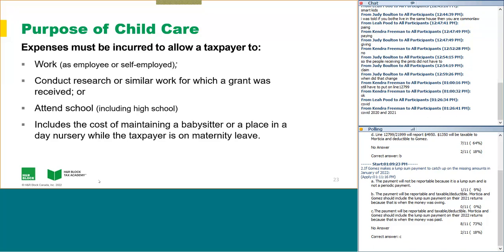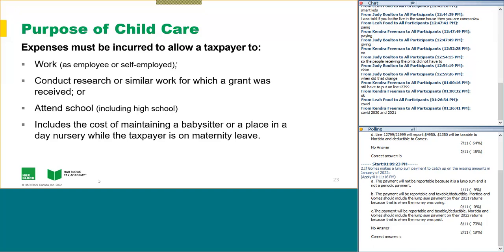There's one more exception related to EI, which is true for all years, and that is if the reason that you have to pay for child care while you're on maternity leave is so that you can maintain a spot so that when you are ready to go back to work, you're able to. So there is an exception for that particular circumstance where you can claim child care even if your income is only from maternity leave in the year. But that is the only other exception.